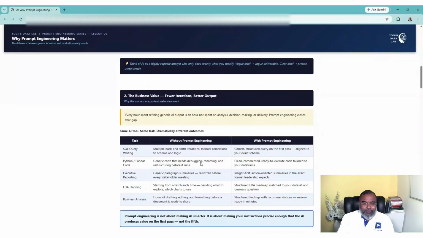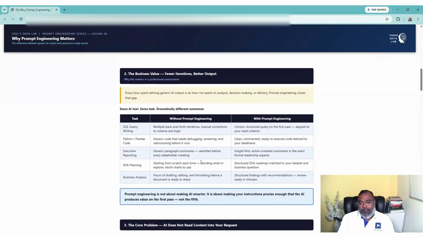Okay, now let's look at the second one, which is the business value. This is why people are adopting it gradually. If you look at a very simple task like a SQL query, or Python code, executive reporting, exploratory data analysis, planning, business analysis, all of this took us plenty of time before. While using prompts, it can happen in a couple of minutes at the max if everything is organized, and you get your results much better, much more organized, and in a much more structured way.